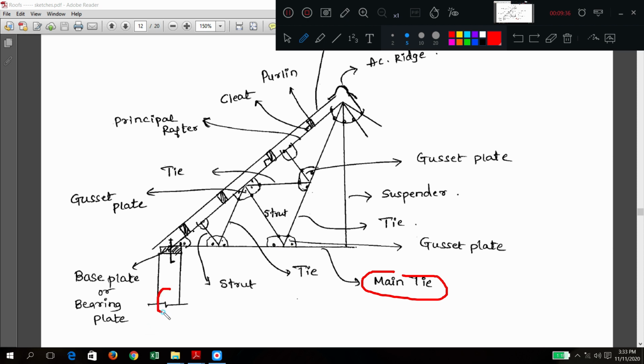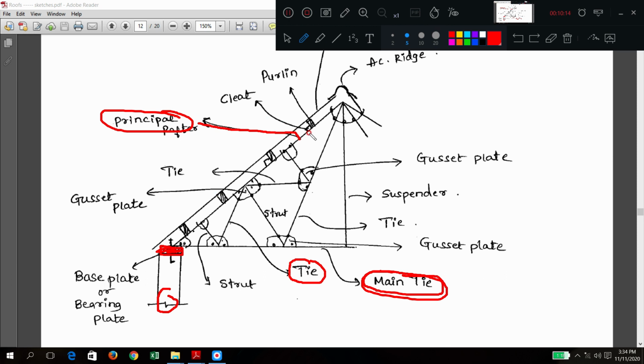As usual, there is a wall and there is a base plate. These two things are common. And there should be one common rafter on the sloping side, and one should be horizontal. The horizontal member at the bottom is called a tie. If it is main, then it is called the main tie. Apart from that, you have one rafter, where I have marked the principal rafter. These two things are also there in the normal truss, made up of timber.